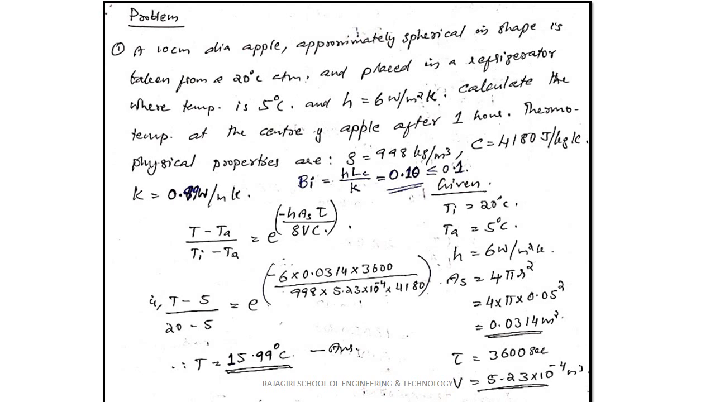0.0314 meter square, and the volume for the sphere is 4 by 3 pi r cube. If you substitute the values, you will get 5.23 into 10 raised to minus 4 meter cube. So substitute the values here, you will get the Biot number as 0.1. So this problem is applicable for the analysis of lumped system problems.